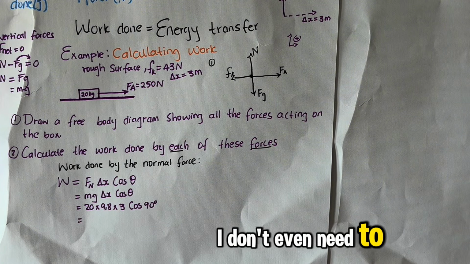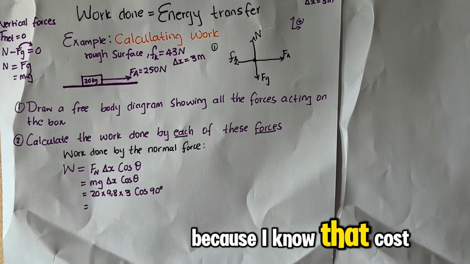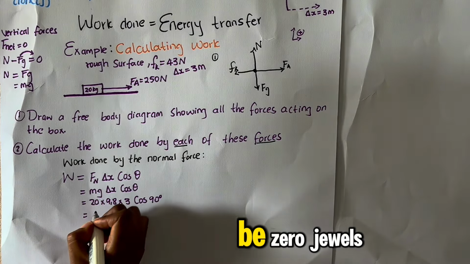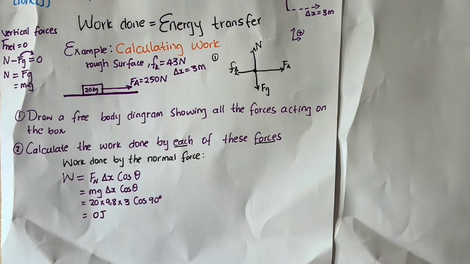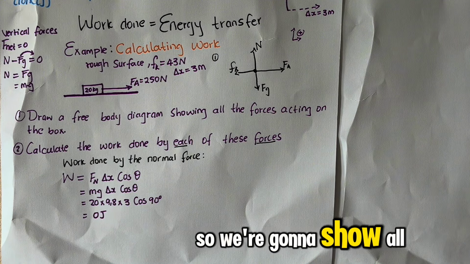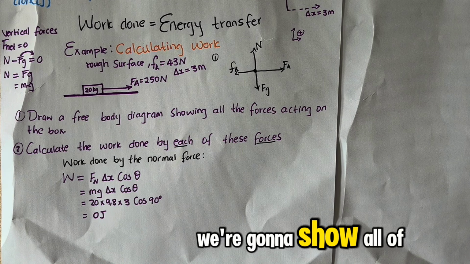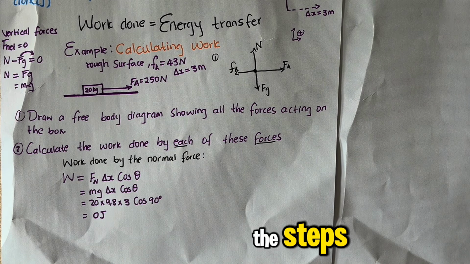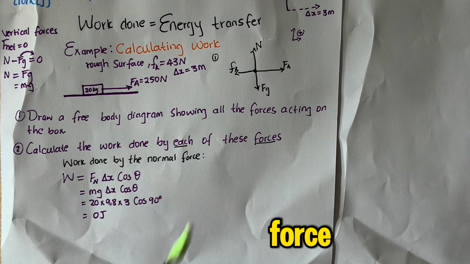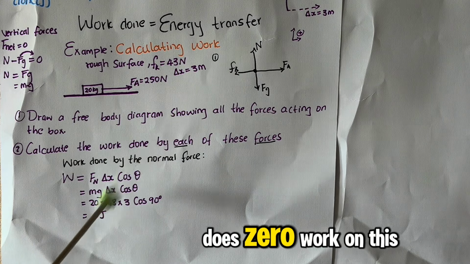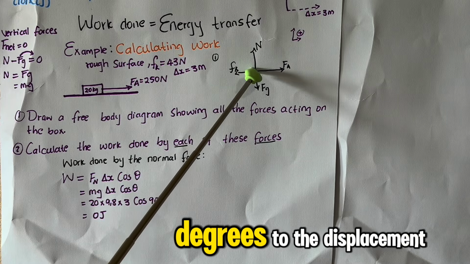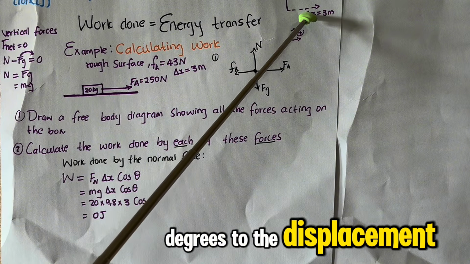I don't even need to put this in the calculator because I know that cos of 90 is 0 everywhere in the universe. So this is going to be 0 joules. Okay, but I need you to understand how we calculate work. So we're going to show all of the calculations. We're going to show all of the steps. What this is telling me is that the normal force does 0 work on this object because it is at 90 degrees to the displacement.